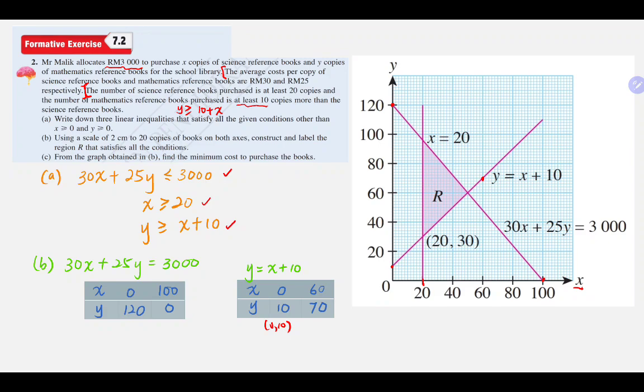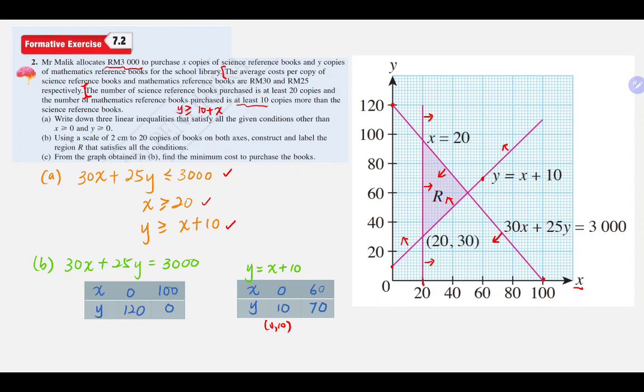And the shaded region: number 1, 30x plus 25y less than or equal to 3000. For this line, we take the lower part of the line. When x is greater than or equal to 20, I have to take the right-hand side of x equals 20 so that it contains all the x values greater than 20. Third one, when y is greater than or equal to x plus 10, look for the line y equals x plus 10 and we want the upper region.